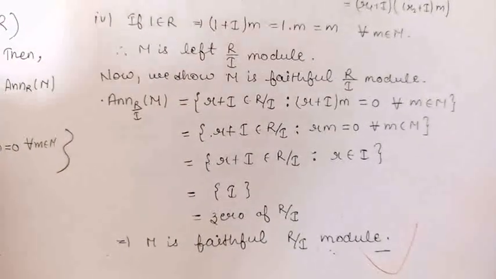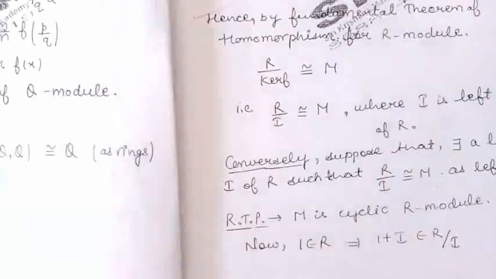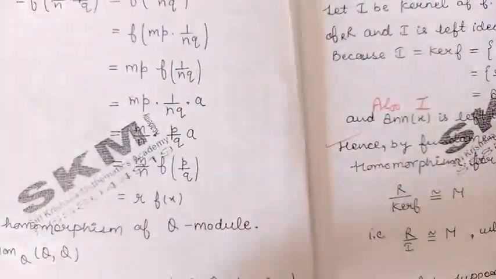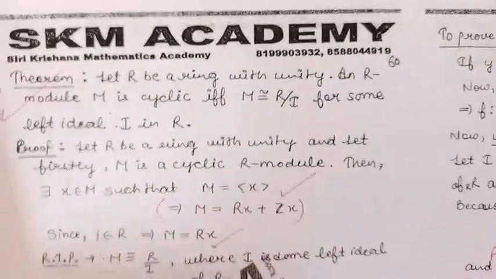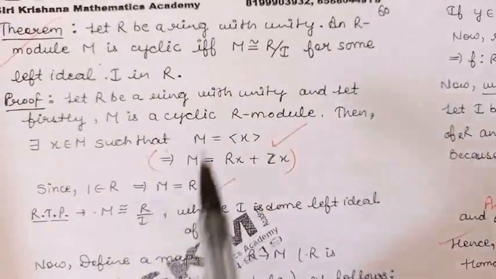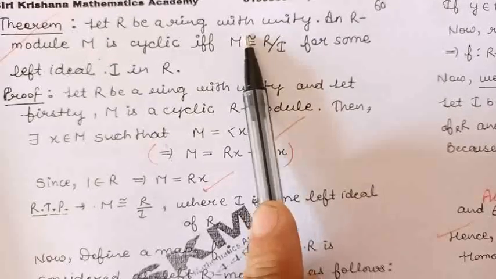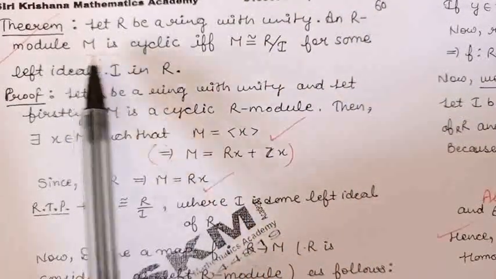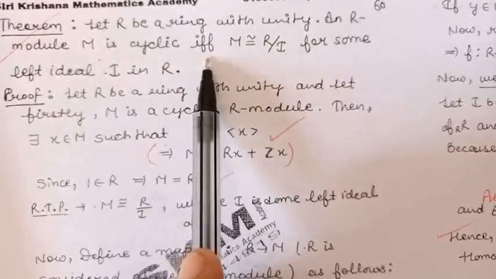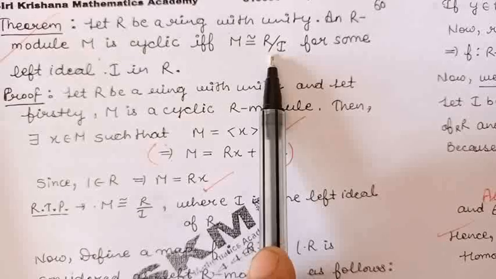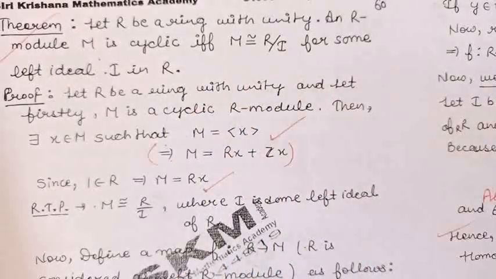Now, next we discuss a theorem related to cyclic modules. So our theorem is: R is a ring with unity. Then we are to prove that an R module M is cyclic if and only if M is isomorphic to R/I. Here I is some left ideal of the ring R.